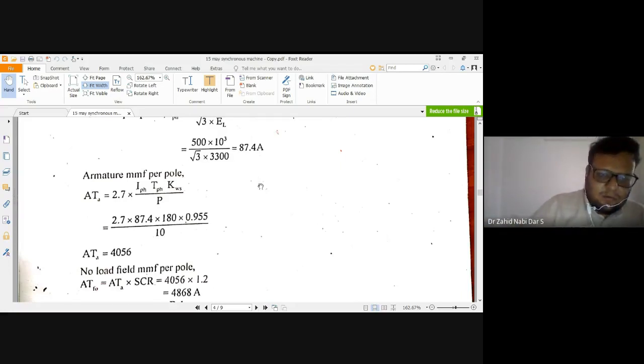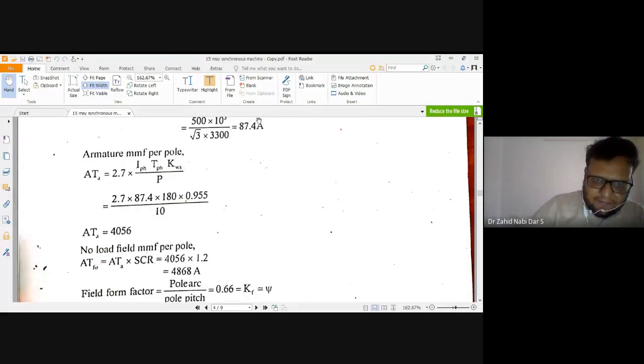So here you see ampere turns is 2.7 into I phase, T phase, kWs. Here you will substitute I phase value calculated, T phase is given, kWs is given, poles value calculated. So you got this ampere turns. Now the no load ampere turns depends upon these ampere turns into your SCR value. So no load field MMF per pole is your ampere turns into your SCR value.